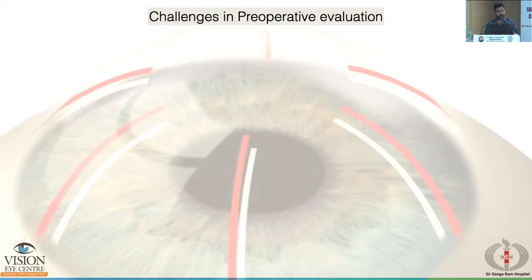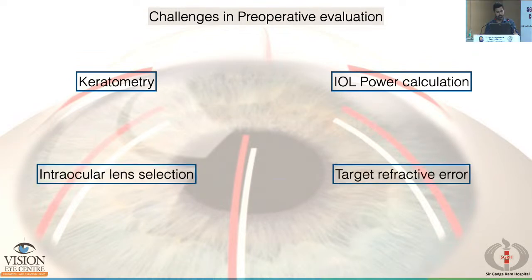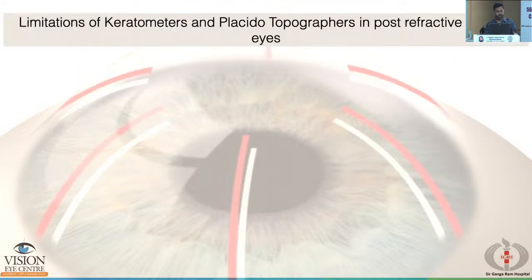Probably the biggest challenge that we encounter in these cases is the keratometry and consequently the IOL power calculation. It's also a challenge deciding which lens to place. Should you go for a monofocal or a multifocal? What should be your target refractive error is a challenge as well.